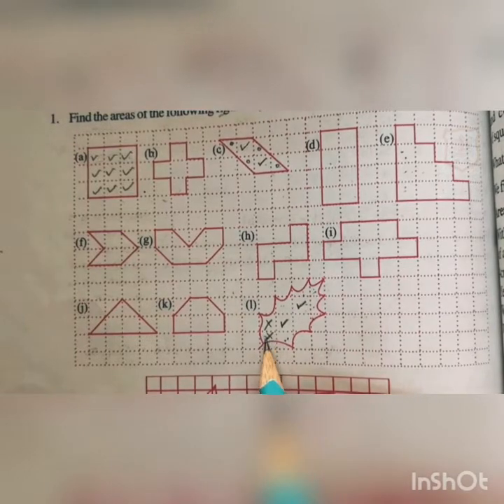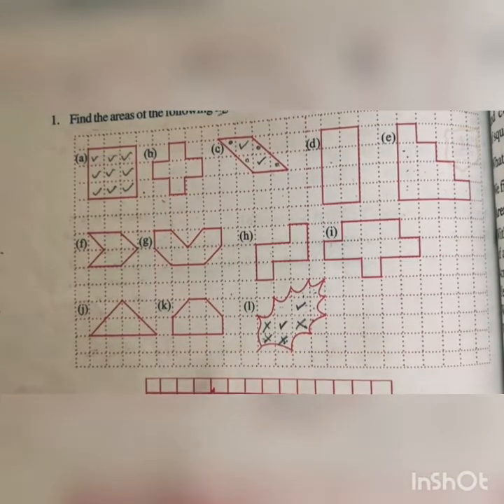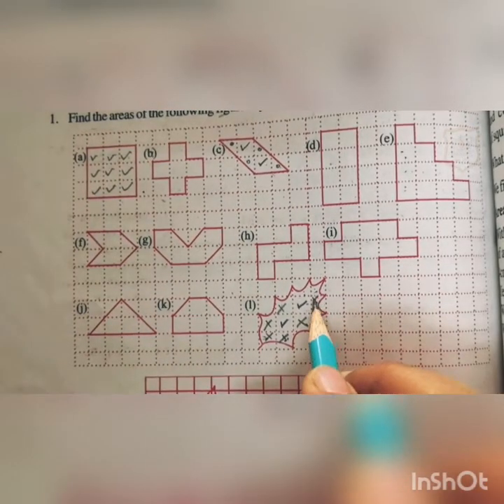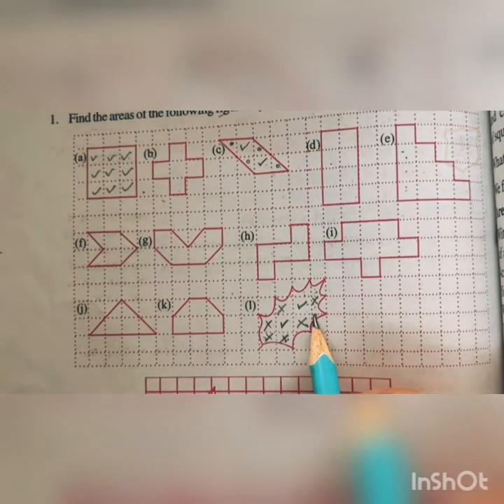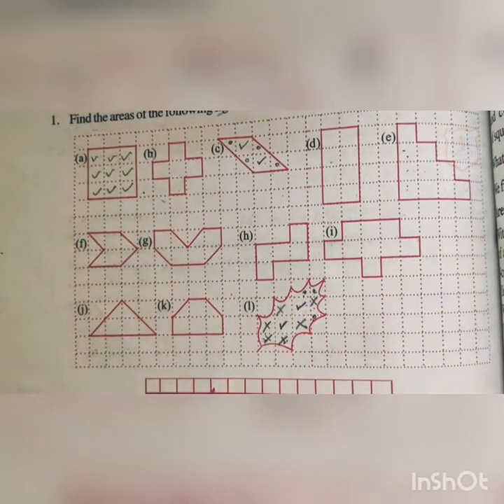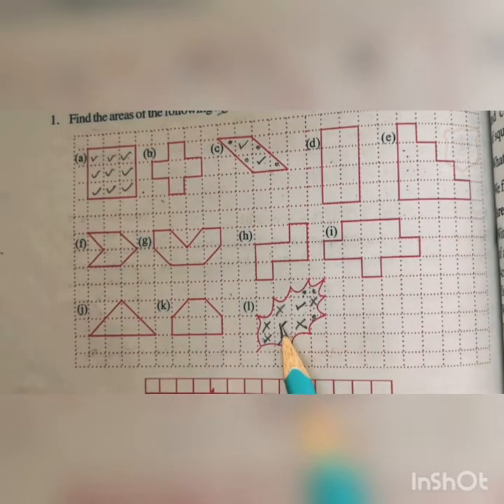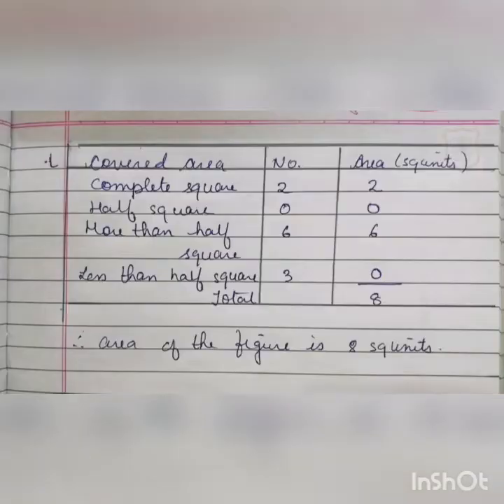This is more than half square, this is again more than half square, this is also more than half square, this also, again this one is also more than half square, and the rest is less than half square. So this is less than half square, again this one is also less than half square. Counting, we get 2 full squares and 1, 2, 3, 4, 5, 6 more than half squares, and less than half squares 1, 2 and 3. So we will ignore less than half squares.